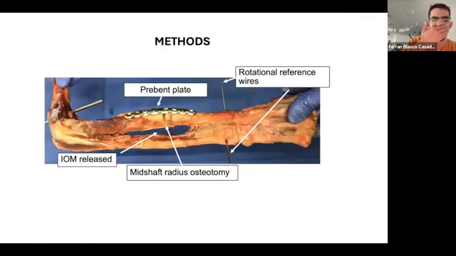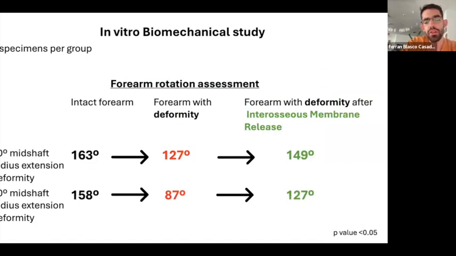Here we can see a picture of our model. We can see the radius already with the deformity, fixed with a plate. We can see the interosseous membrane already released and the rotational reference system with K-wires in the distal radius and ulna. Here we show our results. We used 10 specimens per group. We designed 2 groups, 10 and 20 degrees midshaft radius extension deformity.